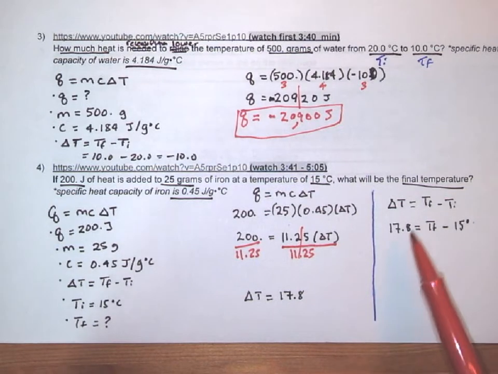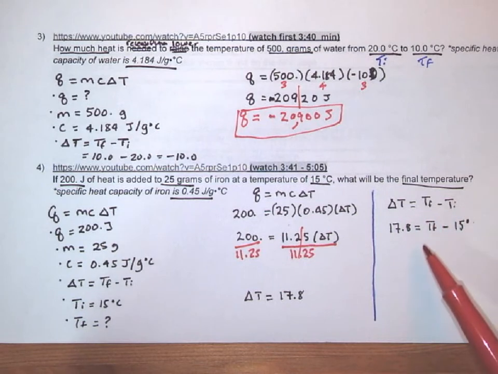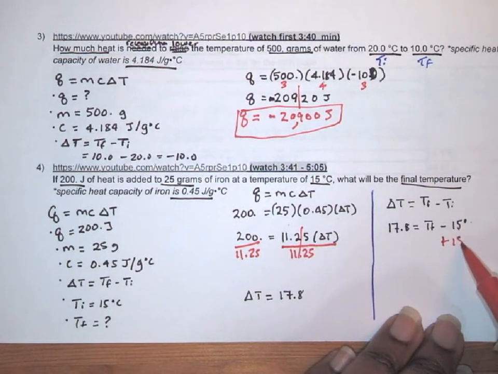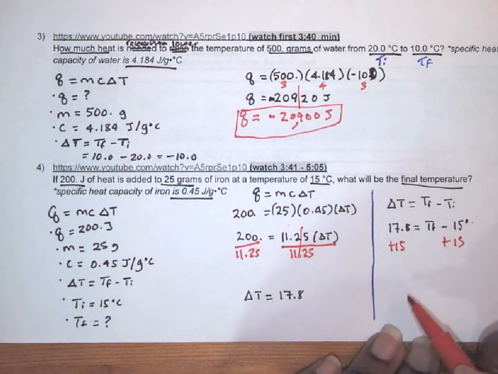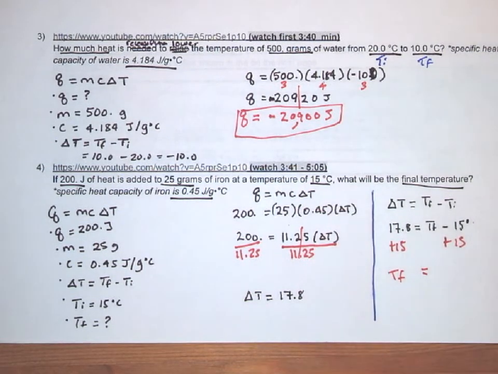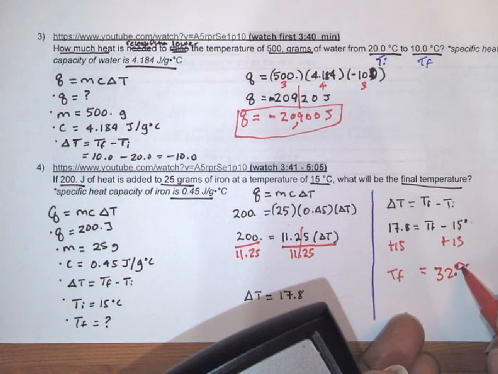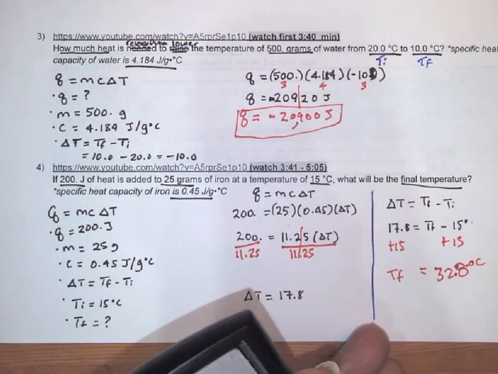And then what I do is I plug that delta T into my equation. Over here, the delta T equals final minus initial temperature. So 17.8 is equal to TF, which is what I'm looking for, minus 15. And so I'm going to add 15 to both sides. And this gives me a TF, a final temperature, of 17.8 plus 15, and that's 32.8 degrees Celsius.